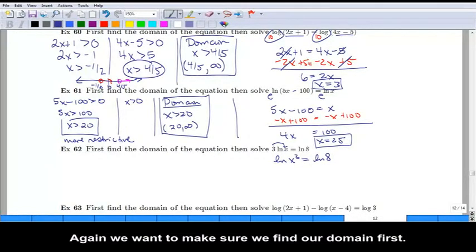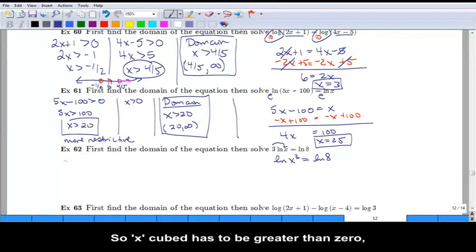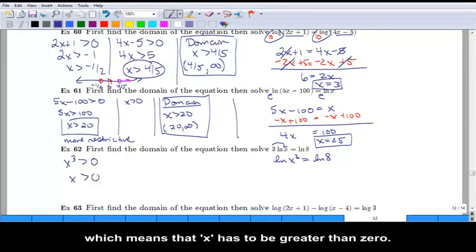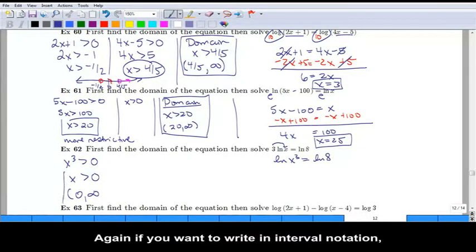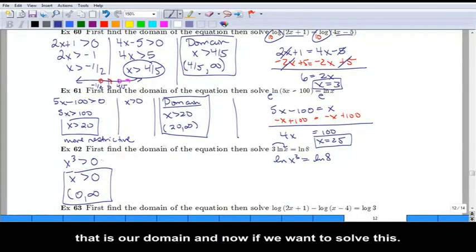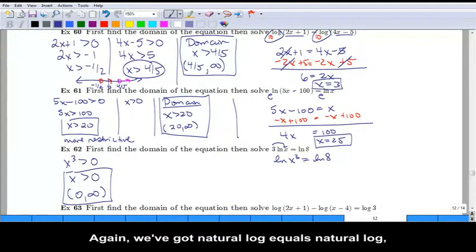Again, we want to make sure we find our domain first. So x cubed has to be greater than 0, which means that x has to be greater than 0. So that's our domain in this case. Again, if you want to write it in interval notation, that is our domain. And now if we want to solve this, again, we've got natural log equals natural log, so we can say that x cubed is equal to 8.